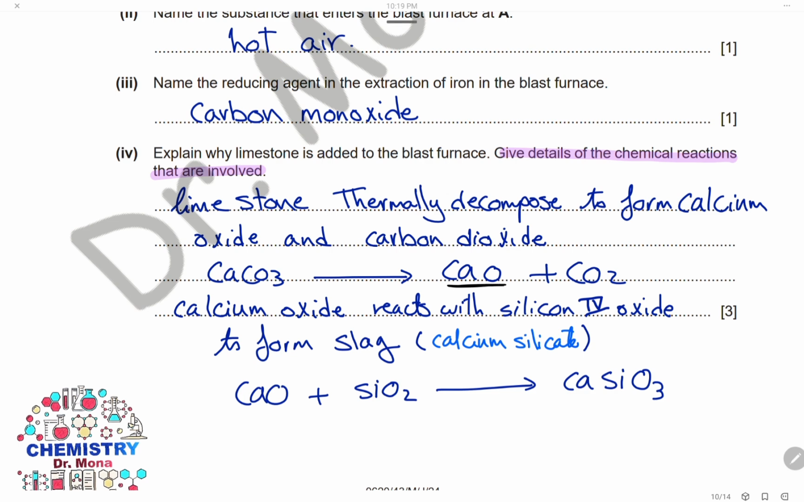The calcium oxide produced reacts with silicon(IV) oxide, which is the impurity present in the hematite, to form slag, which is chemically named calcium silicate. So the calcium oxide, because it's a basic oxide, reacts with the acidic oxide silicon(IV) oxide to form slag, and this is how we can use limestone to remove impurities from hematite.